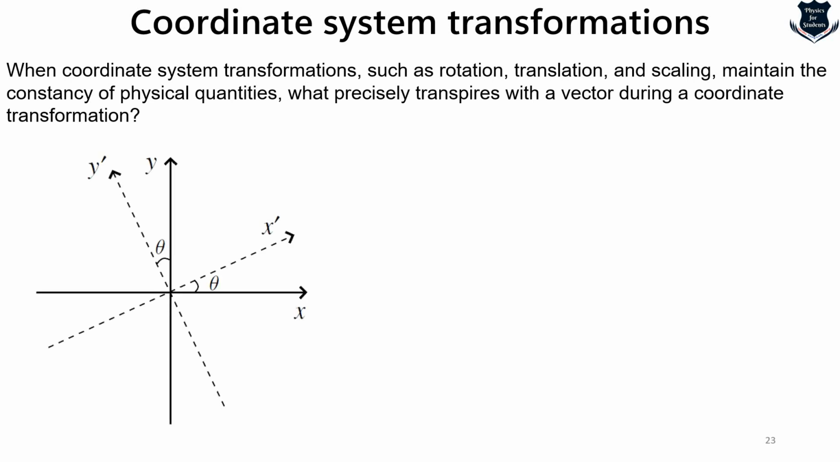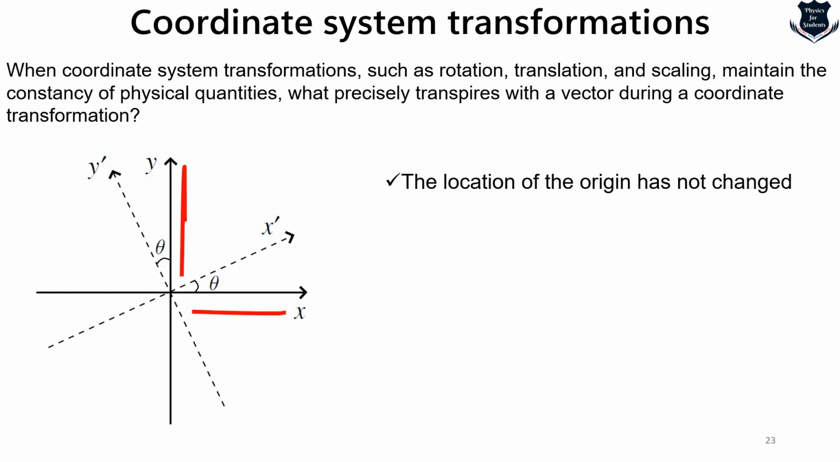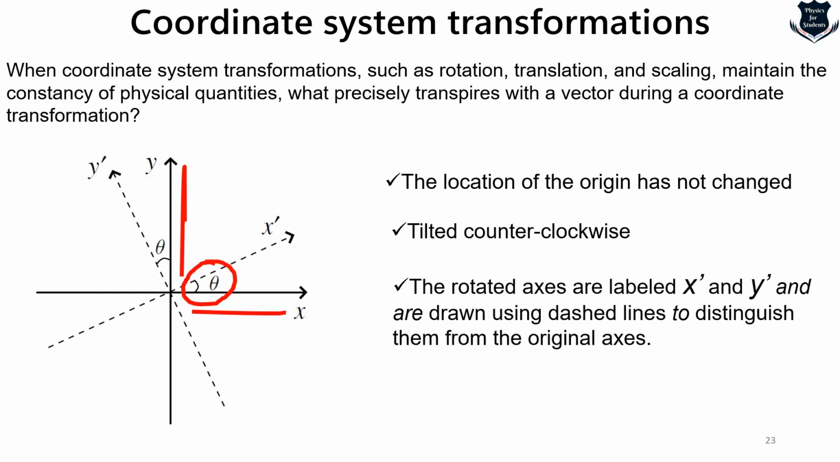So here is a Cartesian coordinate system, and you can see the location of the origin has not changed. x has been rotated to x prime, y has been rotated to y prime. It is tilted in the counterclockwise direction, and this angle theta is moved from this part to this part. The rotated axes are labeled as x prime and y prime and are drawn using dashed lines in order to distinguish them from the original axes. However, the main vector, whatever you are measuring, would remain the same.